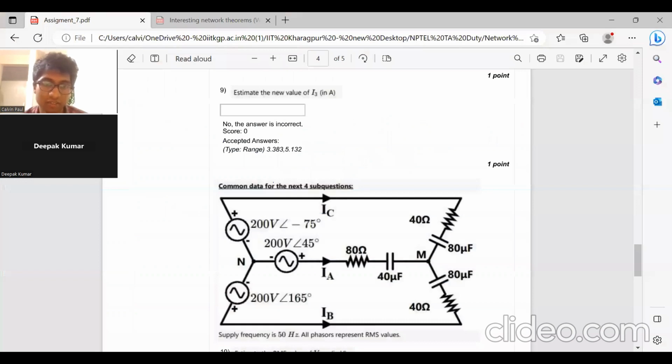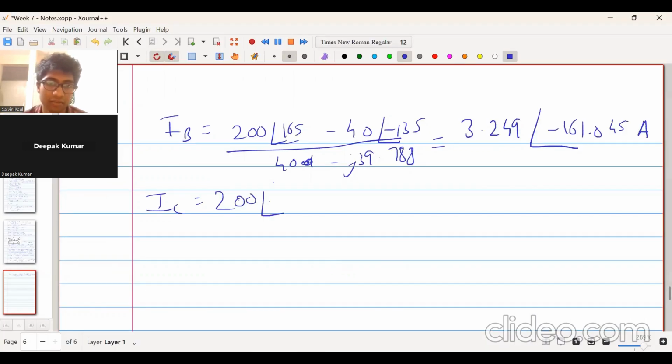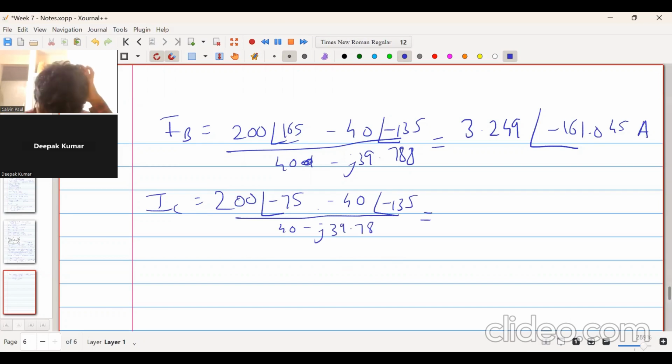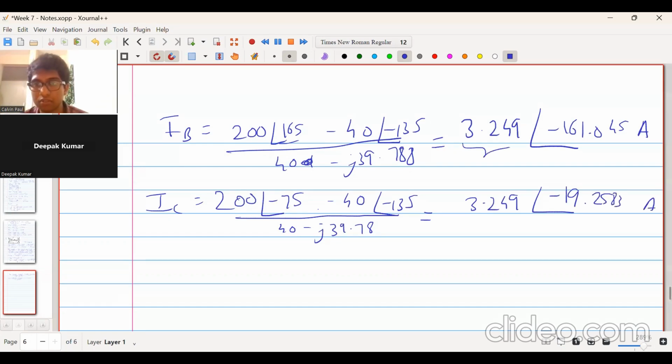So IC is equal to 200 angle minus 75 minus 40 into angle minus 135 upon 40 minus j 39.78. This comes out to be 3.2489 approximately angle minus 119.2583 ampere. So this is the RMS value, this is the RMS value, and we have solved it.